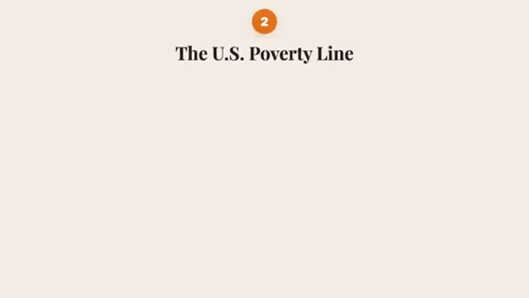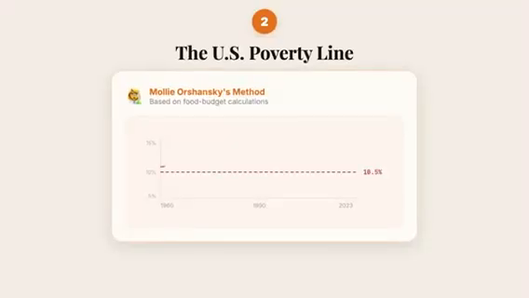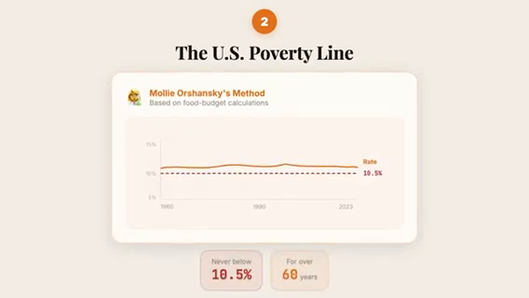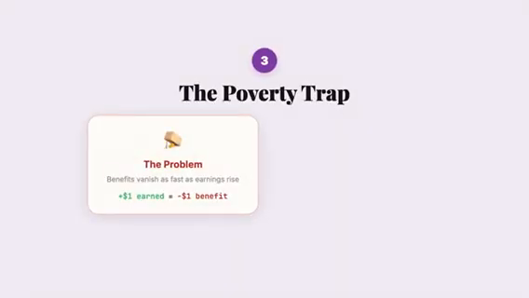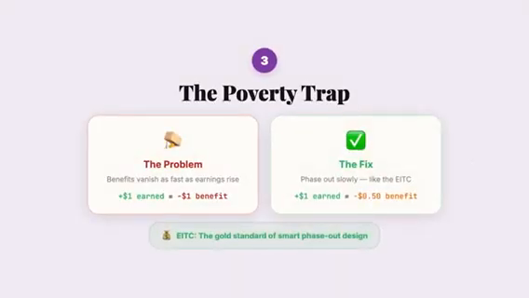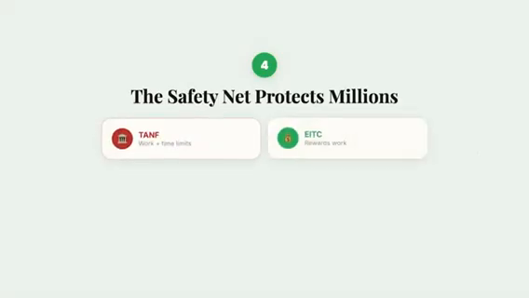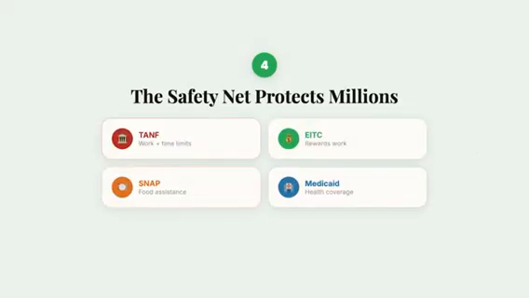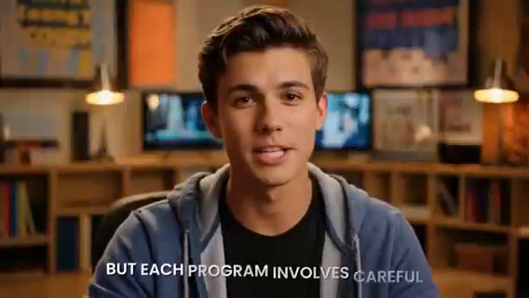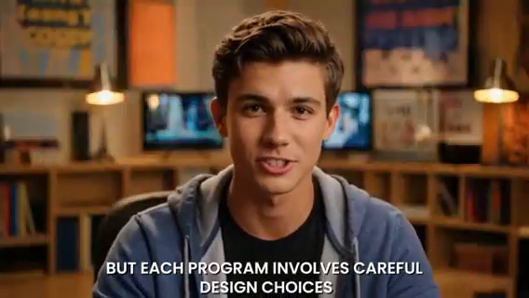The US poverty line, based on Molly Orshansky's food budget method, has left the poverty rate above 10.5% in every year for 6 decades. The poverty trap happens when benefits vanish as fast as earnings rise. So smart programs phase out slowly, like the EITC. The safety net, TANF, EITC, SNAP, Medicaid, and others, protects millions, but each program involves careful design choices.